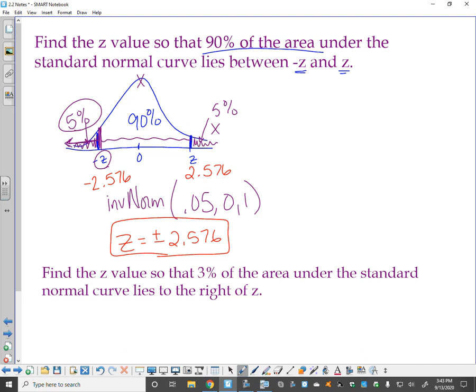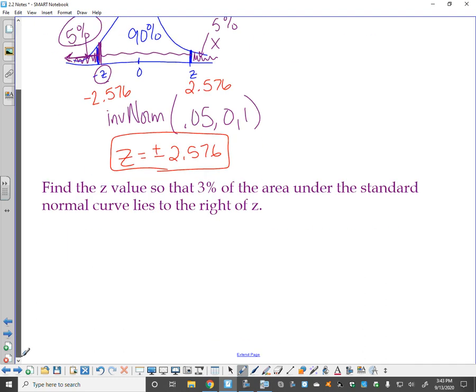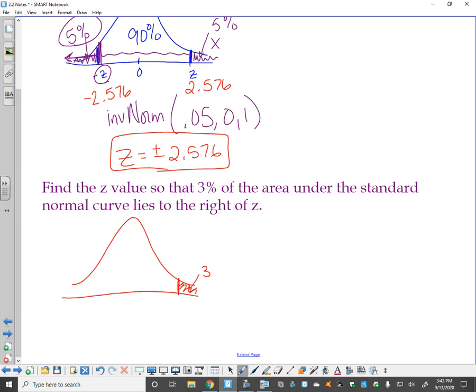Okay, find the z-value so that 3% of the area under the standard normal curve lies to the right. Okay, there's my curve. 3%, gonna be way over here. That is 3%. I want that z-value. Well, what is the area to the left? Well, if that's 3%, area that's left is going to be 97%. So I'm going to inverse norm 0.97 with a 0 and a 1.